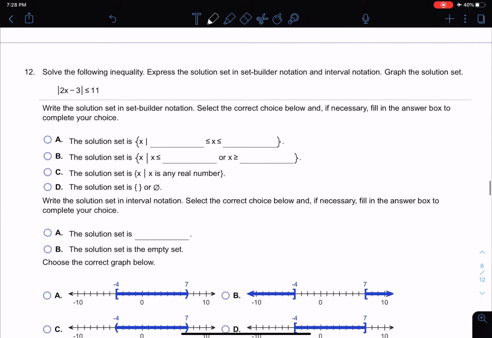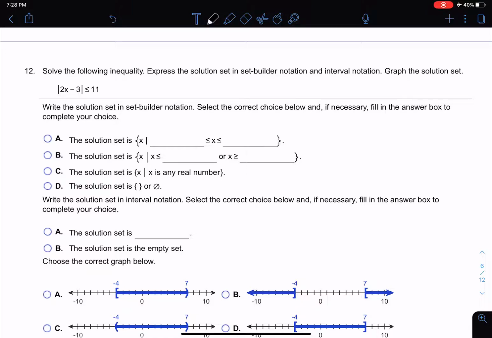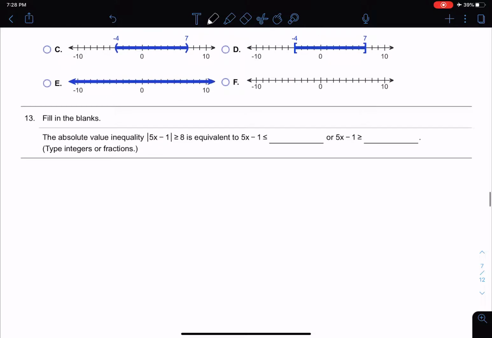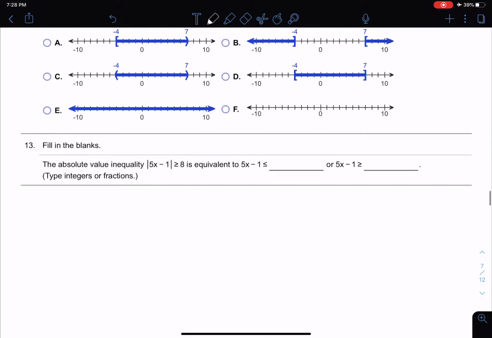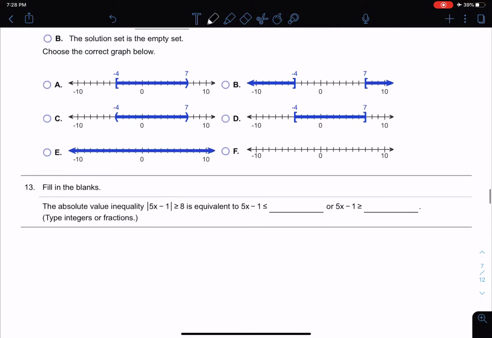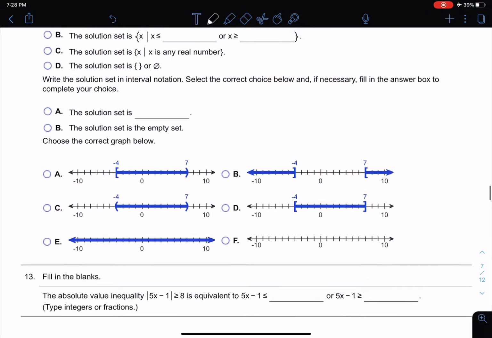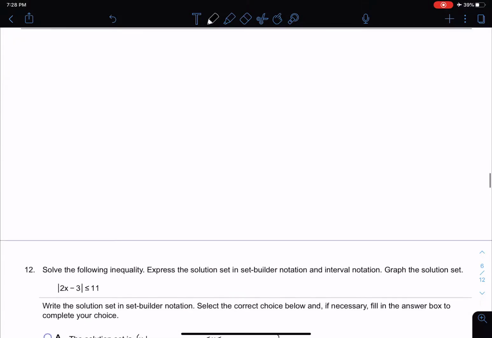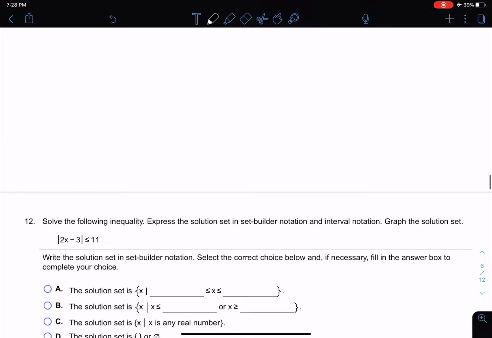Number 12, solve the following inequality. Okay. I think I've got space down here. Let's do number, well, that's not going to take too much space. Yeah, I should be able to fit this in here. I got space there too. Let's put 12 up here. This is number 12.